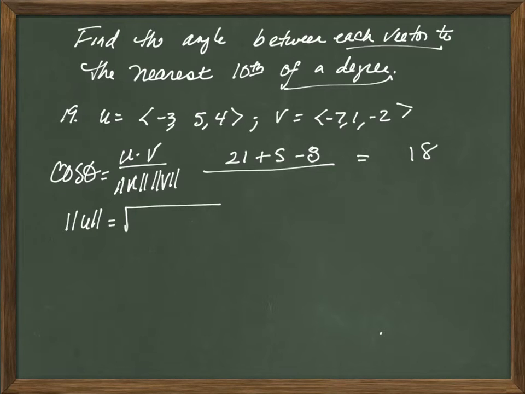Okay, so u, the magnitude of u, is equal to the square root of negative 3 squared. I'm looking at this one. That would be negative 3 squared plus 5 squared plus 4 squared, which is equal to the square root of 9 plus 25 plus 16. Okay, so 9 plus 25 plus 16 gives me, let's see.